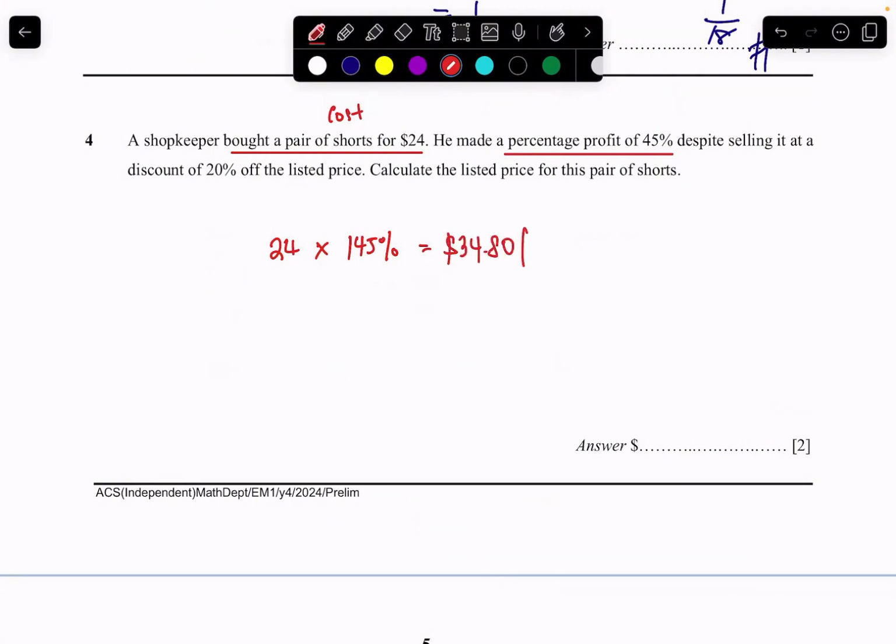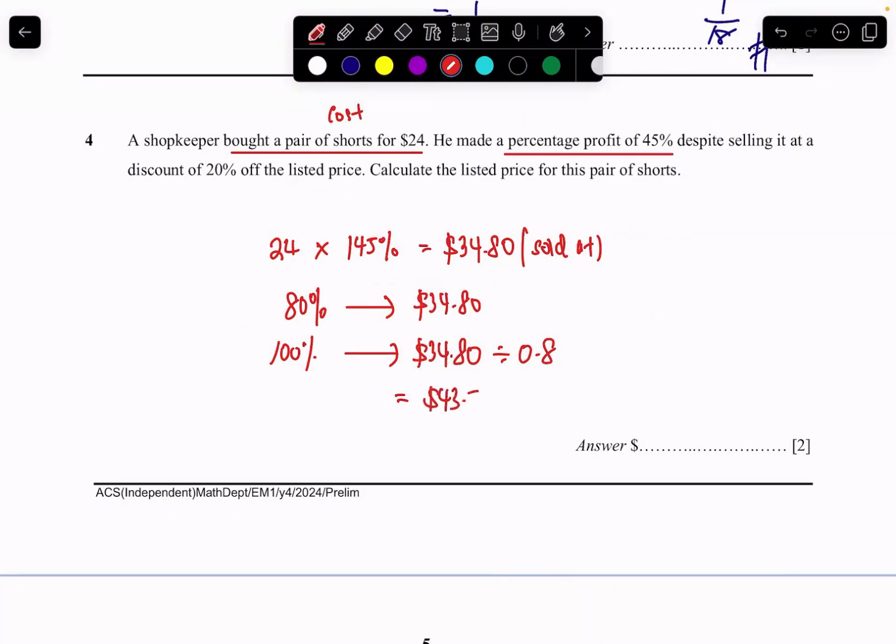So this $34.80 is the price that it was sold at. But the customer that bought these shorts didn't know the cost. To him, he just purchased it at a discount of 20% off the listed price. So that means 80% is equivalent to the $34.80 from the customer's point of view. So the 100% would then be 34.80 divided by 0.8. Okay, so we'll get $43.50.